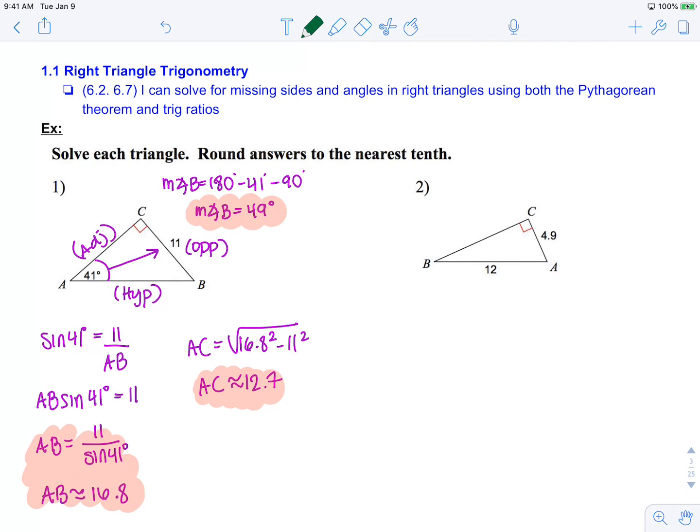I'm going to look for BC first using the Pythagorean theorem. BC equals the square root of 12 squared minus 4.9 squared. I'll plug that all in as one step into my calculator. BC is approximately 10.95, or rounding to the nearest tenth, BC is approximately 11.0.